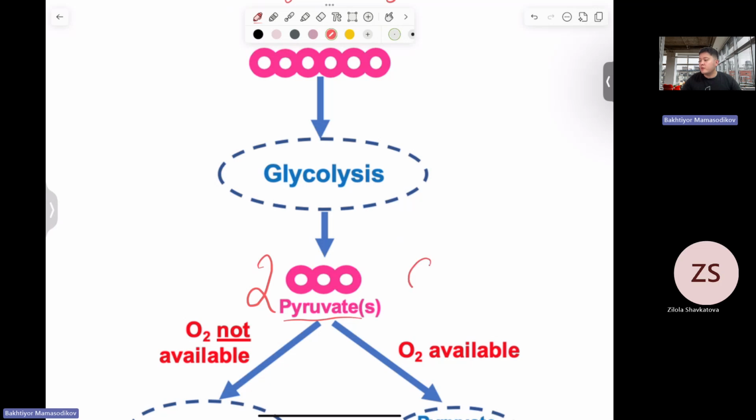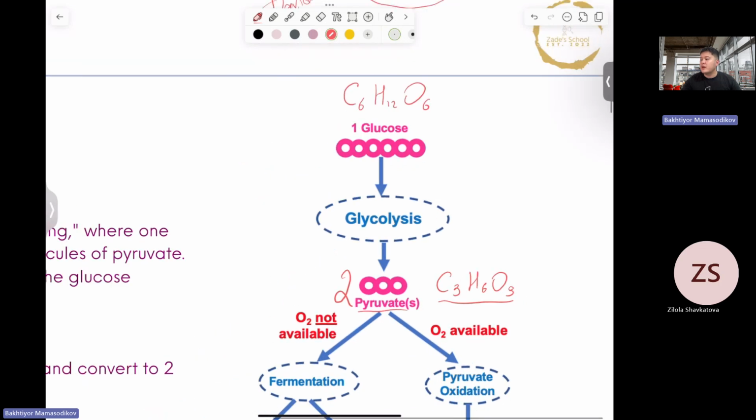What's the formula of the pyruvate? Its formula is C3H6O3. This is the formula of the glucose, and this is the formula of the pyruvate.